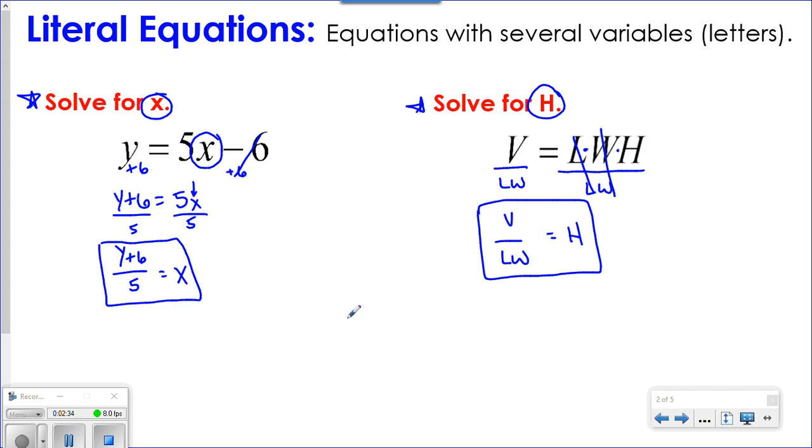For these, there's not going to be any set notation or roster form. You're just going to write the expression across the equal sign from the variable that you were asked to solve for.